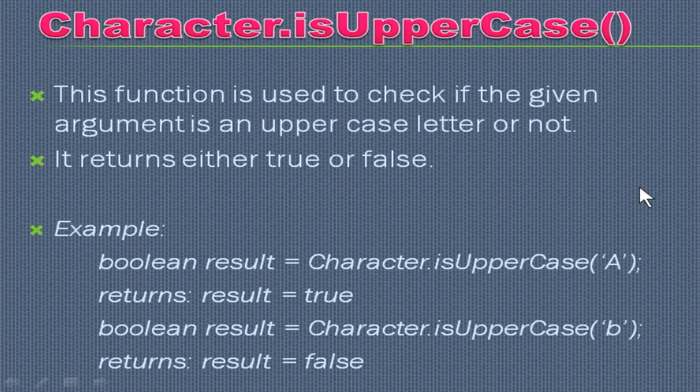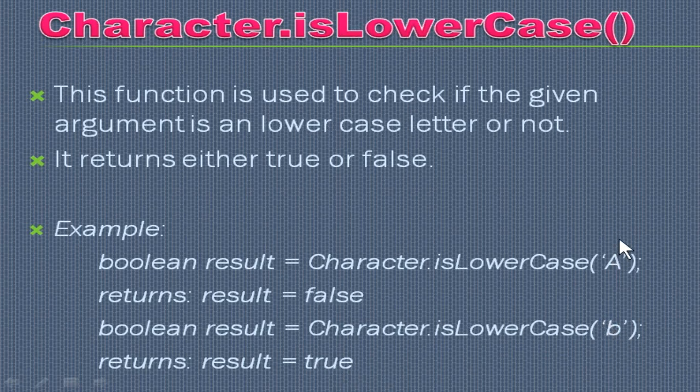Next, you are going to check whether the given argument is an uppercase letter or not. Here it will check whether it is an uppercase character or not. If it is, it returns true. If it is not, it returns false. Here you can see an example: Character.isUpperCase. You can see capital A. Since it is capital A, it returns true. In the second example, you can see a small b, that is lowercase b, so it returns false.